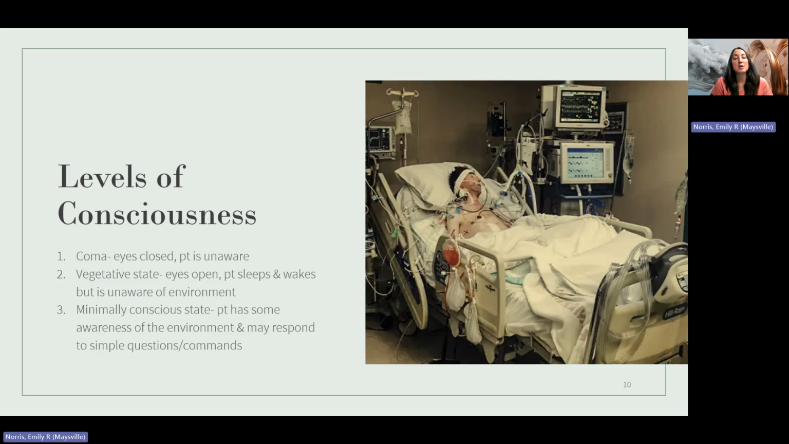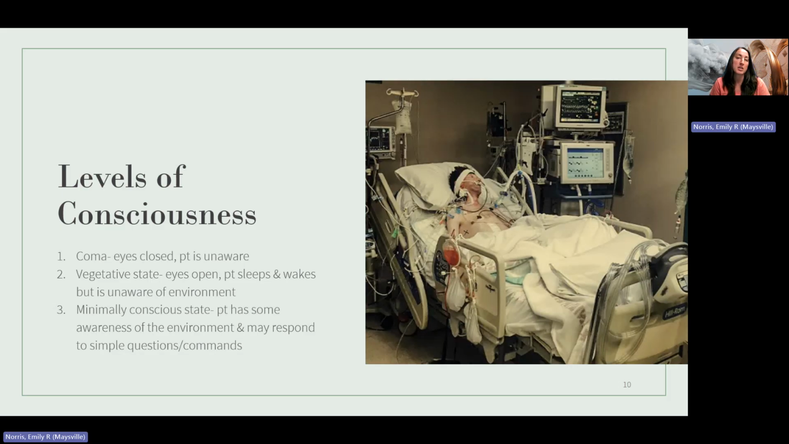Levels of consciousness. So the old terminology, there were just kind of 3 levels of consciousness. There was a coma where the eyes are closed and the patient is unaware, which typically lasts up to 4 weeks. And then a vegetative state where the eyes are open, the patient has a sleep and wake cycle, but they're unaware of their environment.